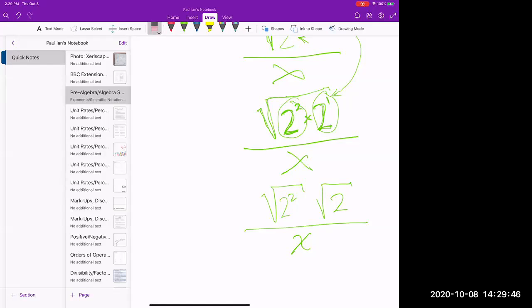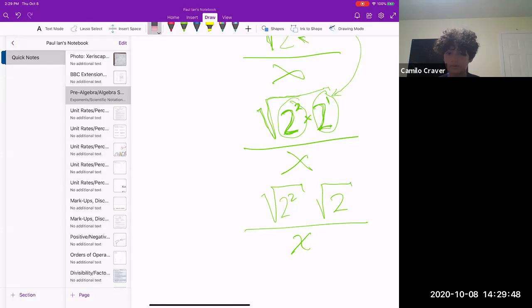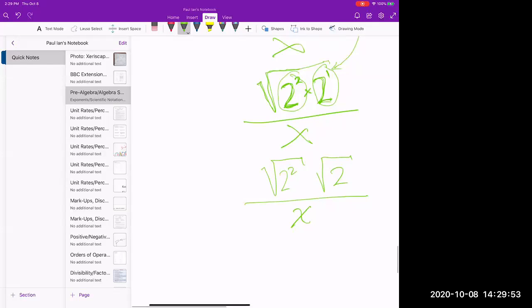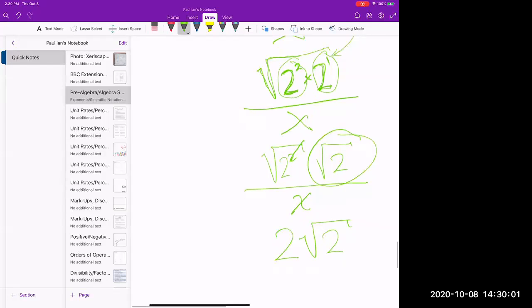What's the square root of 2 squared? 2. Yep, exactly. So when you do that, it just cancels out. You have 2 here, and then you have root 2, right? You have the square root 2 still, right? This guy, and then it's X. So that's how you do that one.